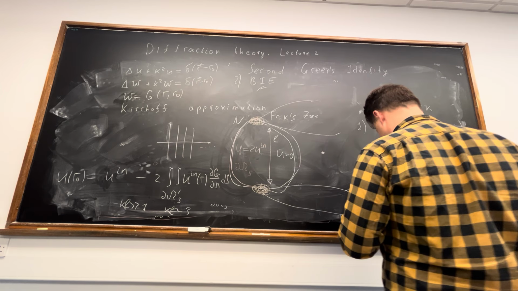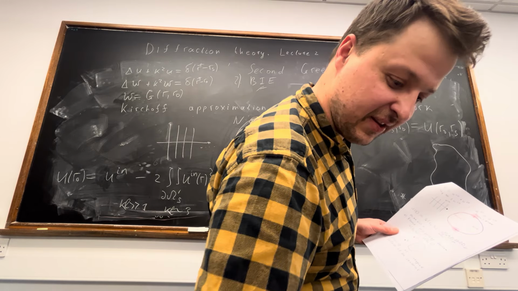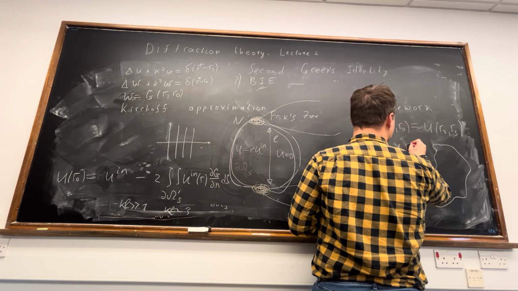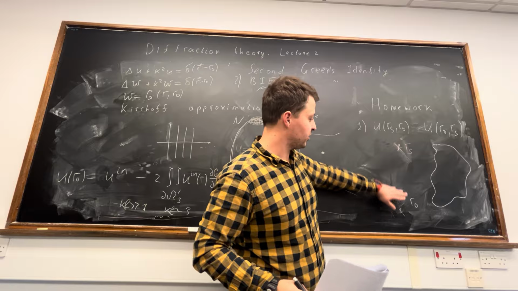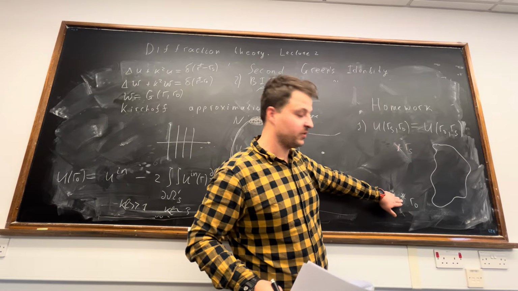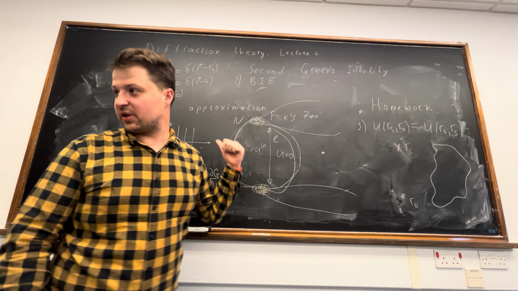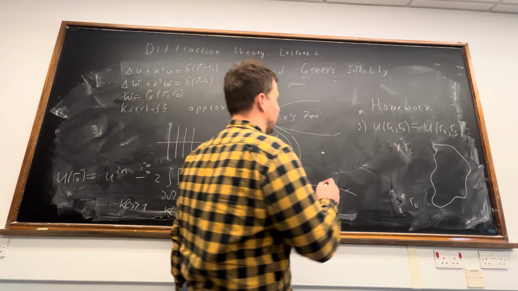You should understand this. You have some point of observation and some source point. And what it says is, if you put the source here and measure the field here, it is the same as if you put the source here and measure the field here. It's equivalent, and you can formally prove it just using Green's theorem.